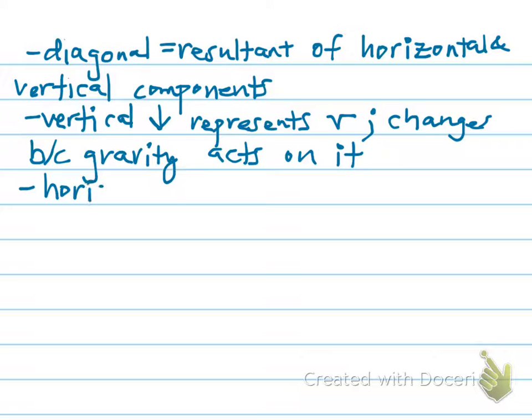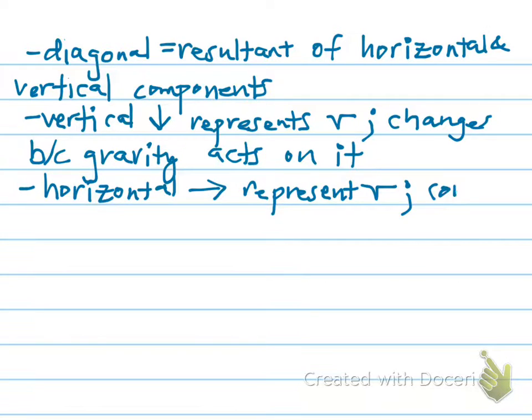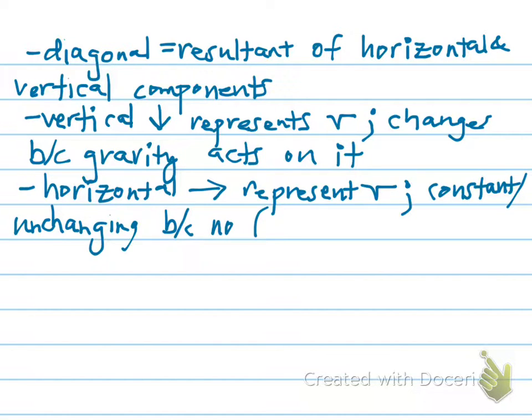The horizontal vector represents velocity as well, but the velocity in the horizontal. And notice that it is constant or unchanging. And that's because there's no force that acts on it.